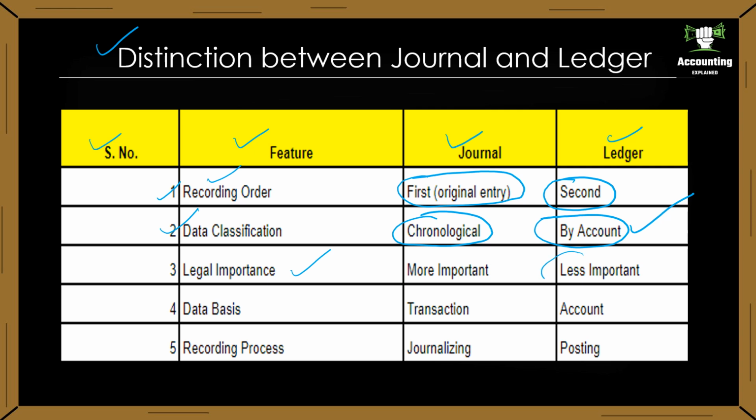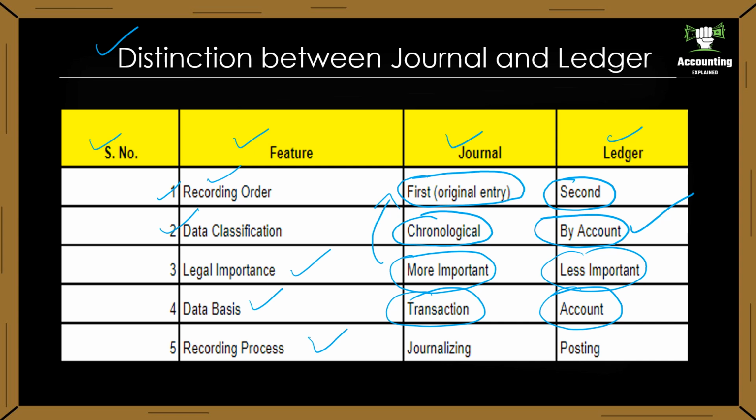Why do we call journal more important? Because it is a source entry. From there only the entry started. So it is a source entry. When we come for legal evidence, we take the journal as the legal evidence. Databases. It is recorded transaction wise. We saw, no, each transaction was taken separately and journalized. Journal entry was passed separately. Ledger will be recorded account wise.